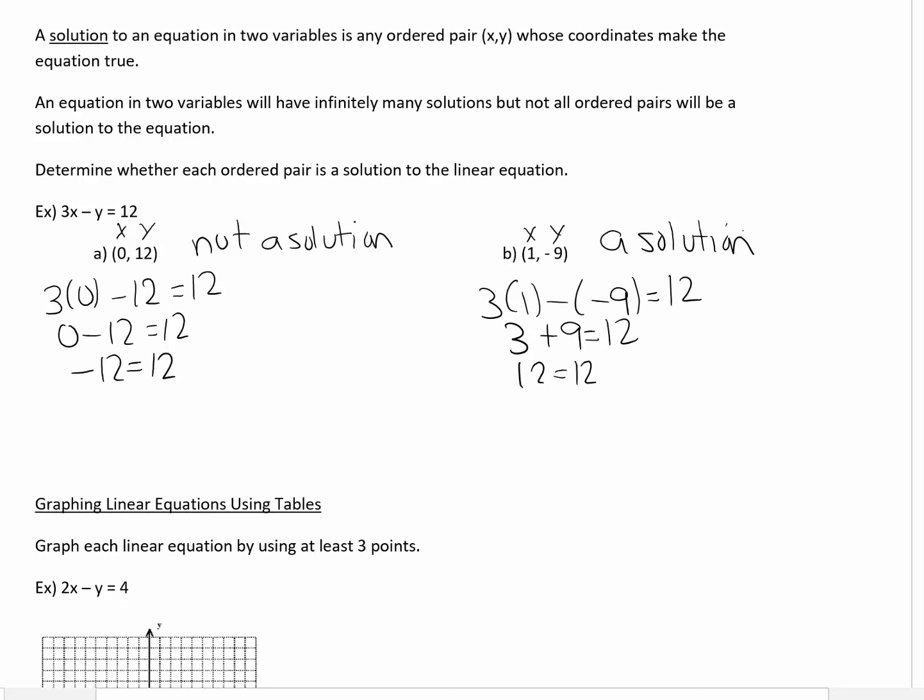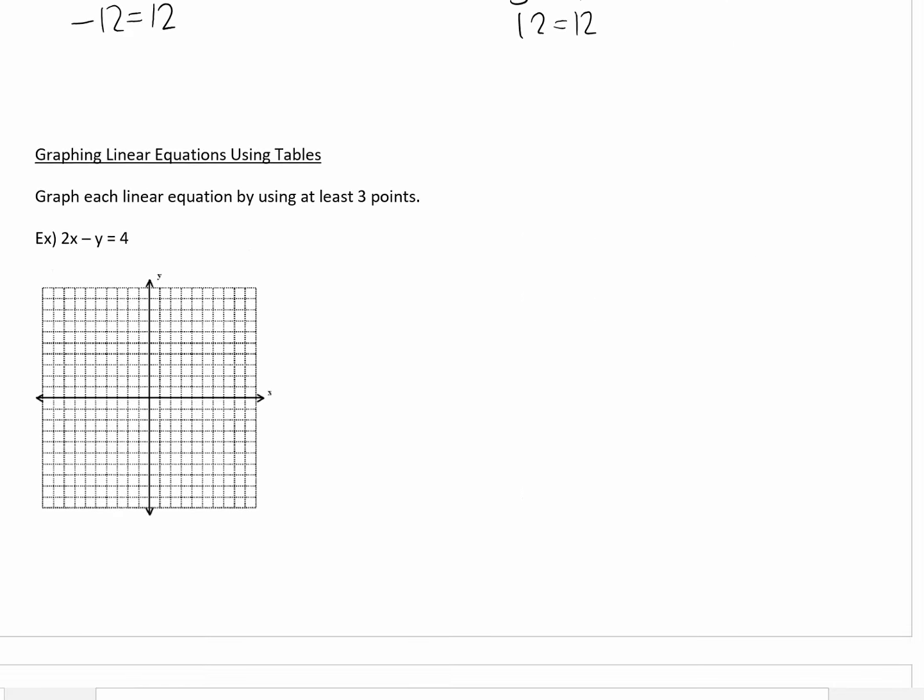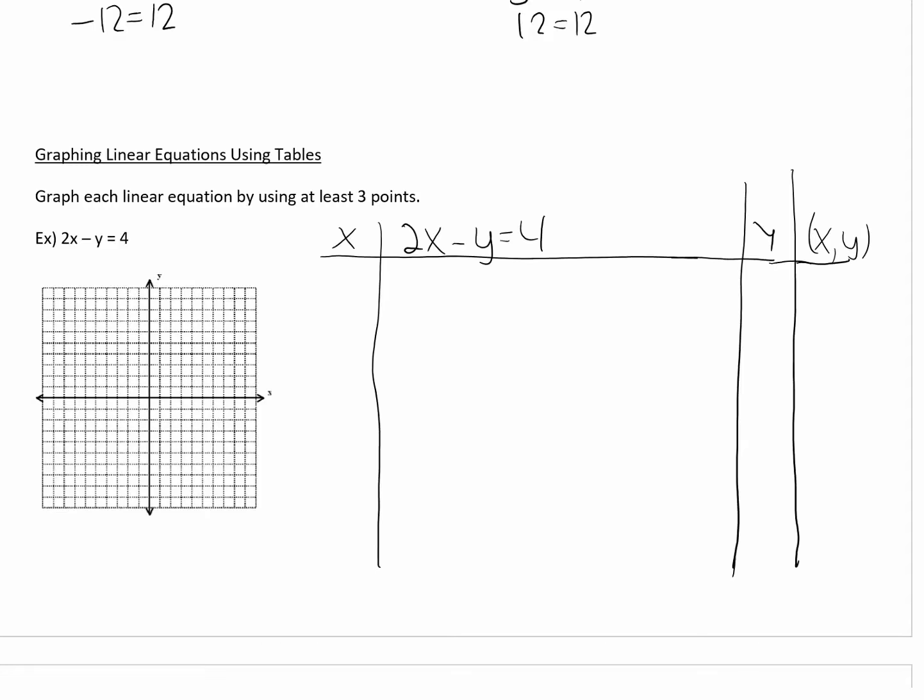Now what I would like to do is graph linear equations using tables. The idea here is I'm going to pick 3 random x values, solve the equation for y, and plot those 3 points on the coordinate plane. So I'm going to create a table for this now. When I pick my x values, I'm going to pick a value that is negative, I'm going to pick 0, and I'm going to pick an x value that's positive. Now I'll substitute these values into the equation, figure out the y coordinate, and then write it as an ordered pair.